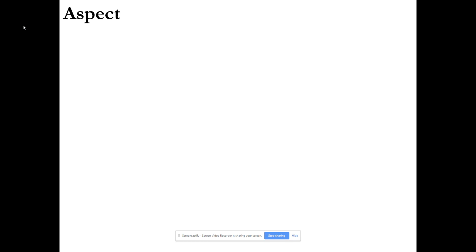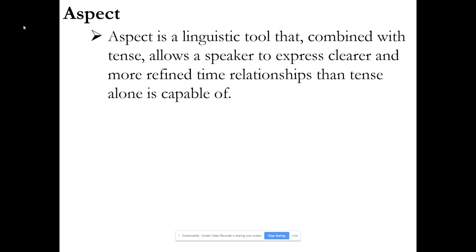All right, so those were our tenses. We can now talk about aspect. Aspect is a linguistic tool that, combined with tense, allows even more refinement, right? Even more clarity and refinement in the expression of time relationships between events, right? Tense alone only allows present, past, and future, and then you have to add a bunch more words if you want to make it more specific. But if we add aspect, right, we can actually get even more refined in what we're expressing, right?